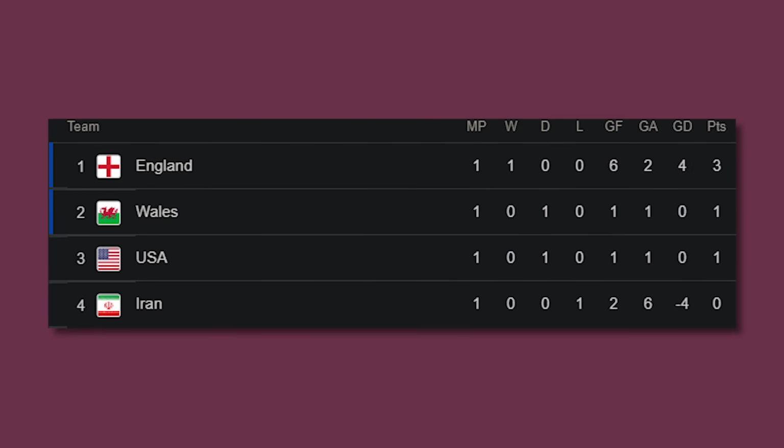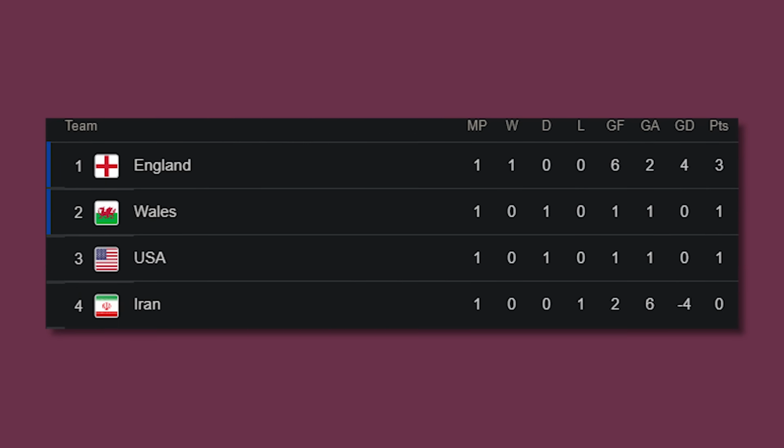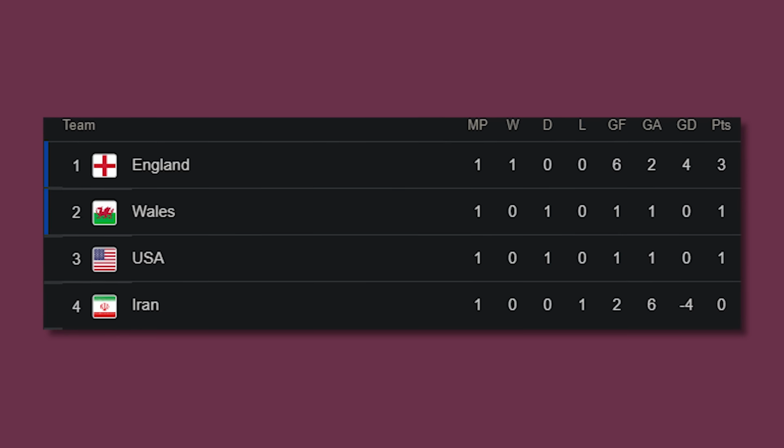As it stands in Group B, England is the only team to collect 3 out of 3 points so far. Behind them, Wales and USA are tied. Wales play Iran next and will hope to grab all 3 points, while the US play England.